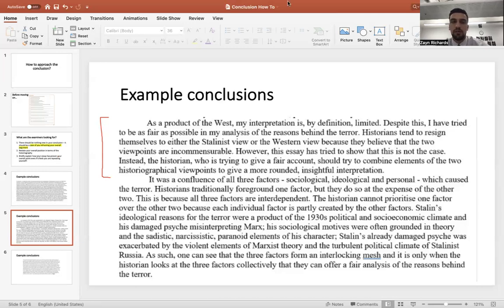Okay. Right. I hope that was helpful. I would go back through if I were you and have a read through all of the example conclusions, work out what they are all doing that's similar, and use that to guide your own writing of the essay.